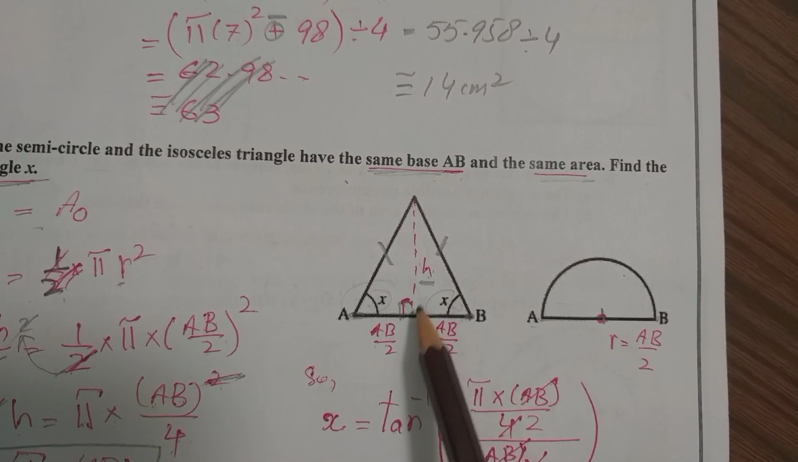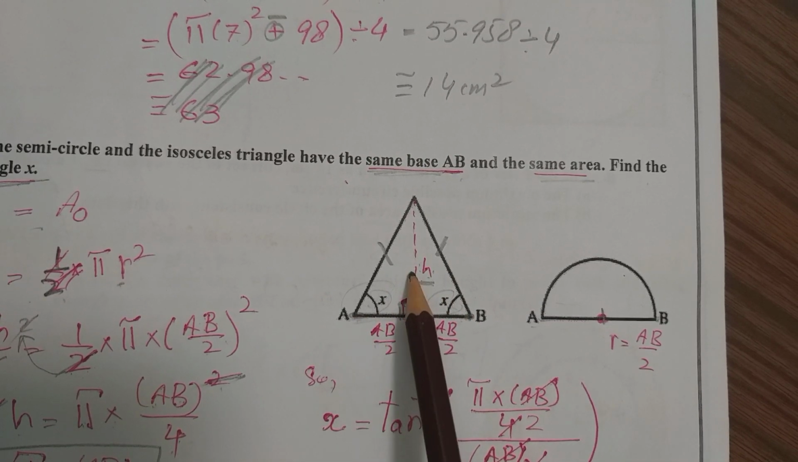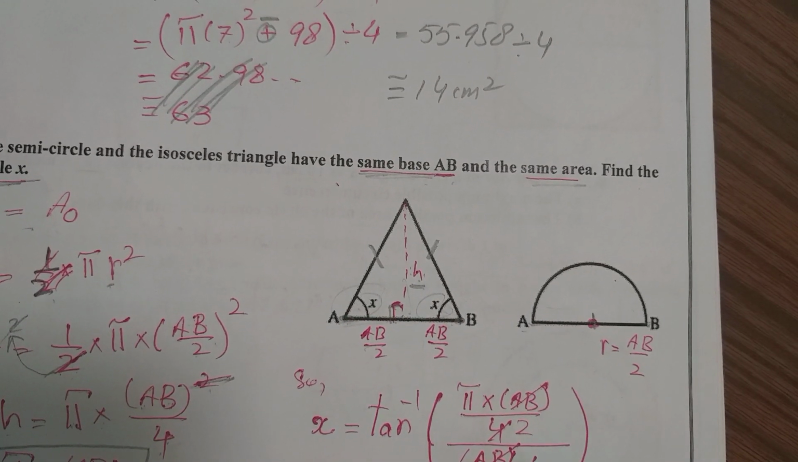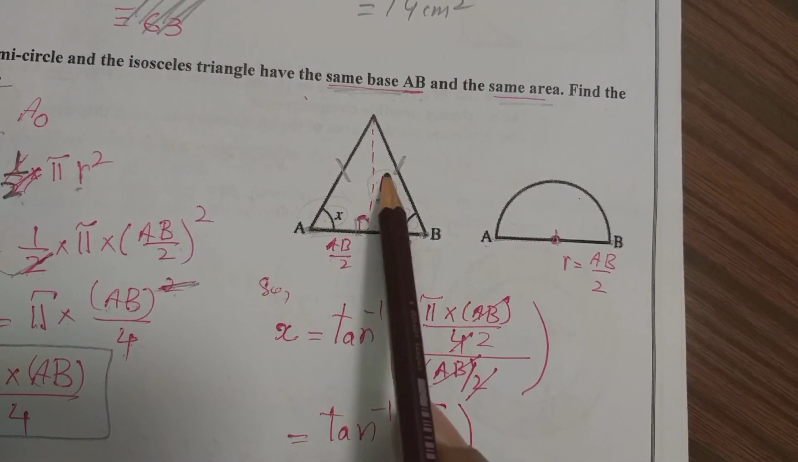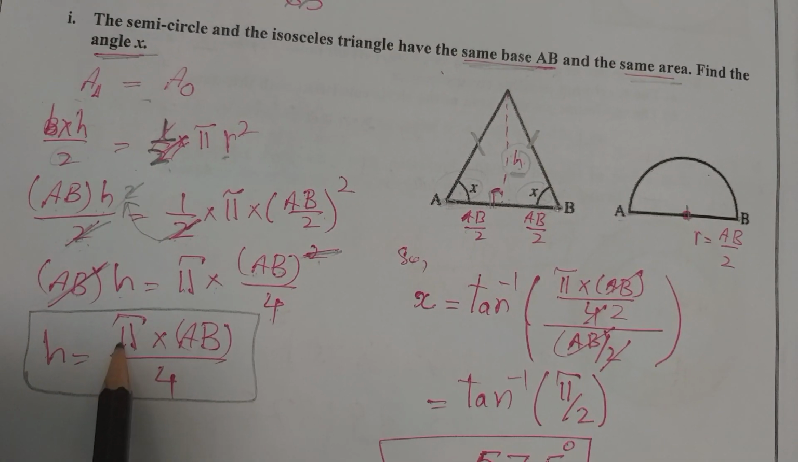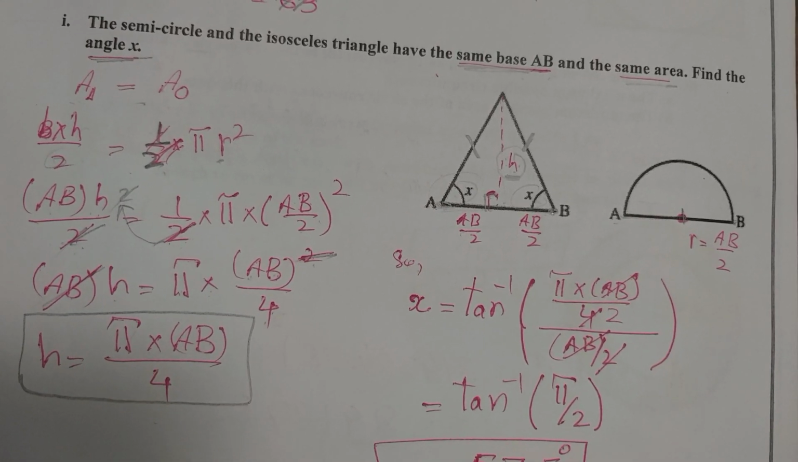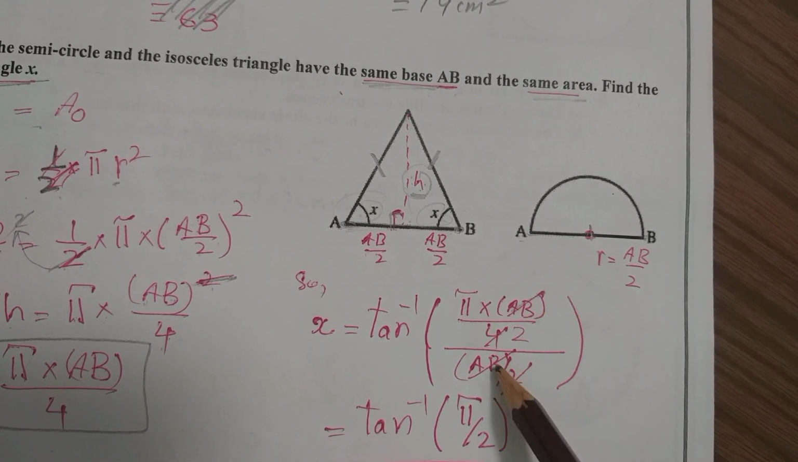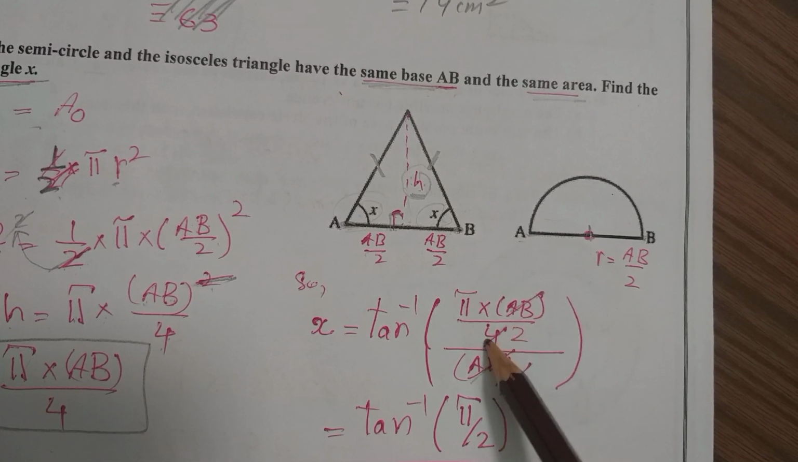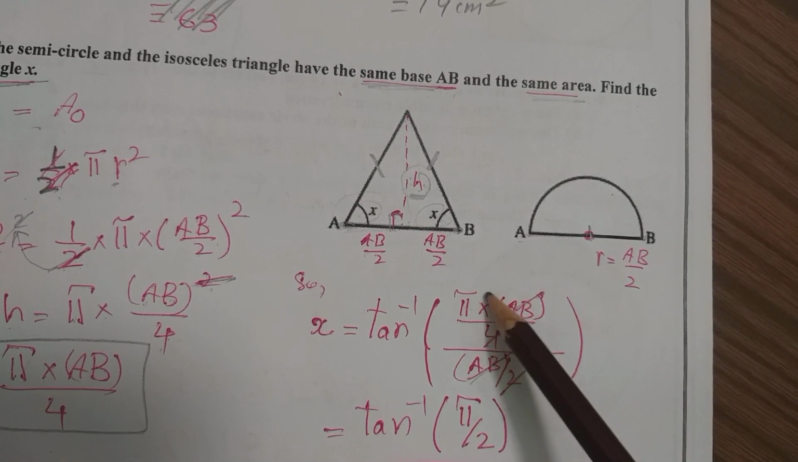So tan of the angle equals opposite over adjacent. The opposite is pi times AB over 4. Now simplify. So this AB cancels with this one, and 2 cancels with 4, it becomes 2. So what is left here? Pi over 2 is left, because everything cancels except pi and 2.